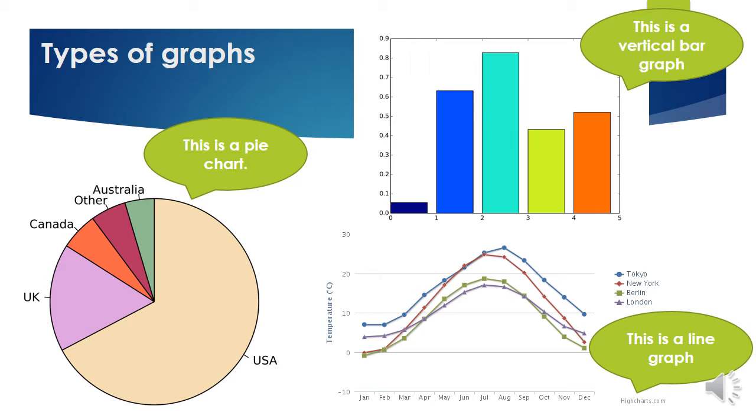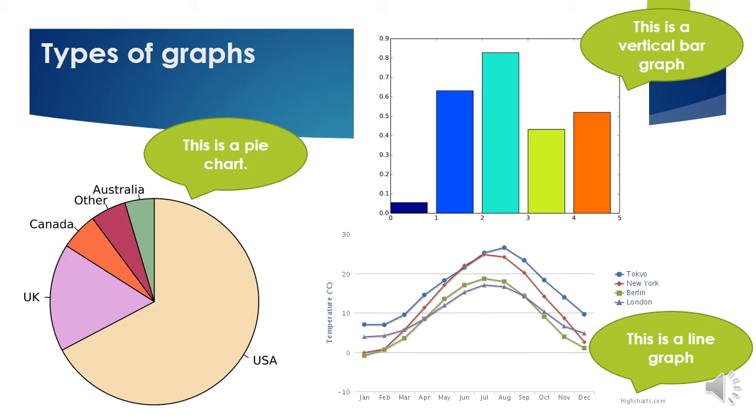Here are 3 types of graphs. I've just picked 3, but there are many more out there. They are used to show different things with colour, shape and pattern. You have a pie chart on the left, clearly showing us that the USA has the highest number of something. You have a vertical bar graph, again showing us that the jade colour in the middle is the highest, and that the dark blue colour represents the lowest.